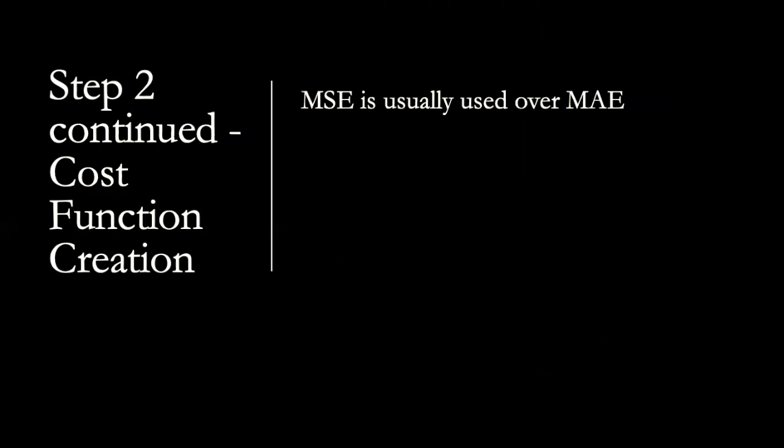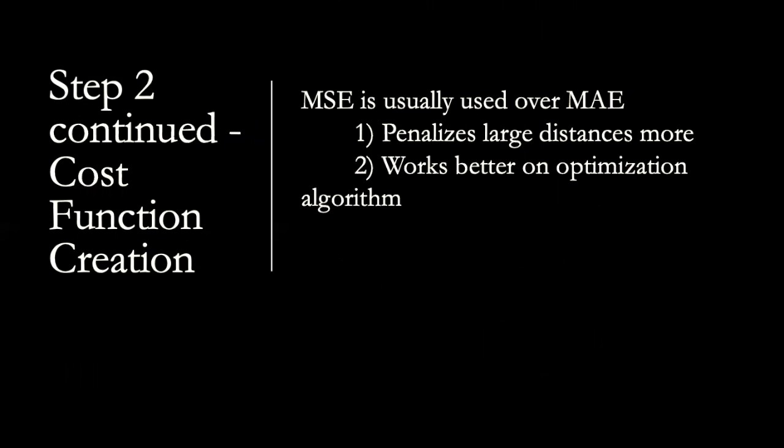And in practice, the mean square error cost function is usually used more than the mean absolute error cost function due to 2 reasons. Firstly, it penalizes values that have a very high distance from the predicted line more severely than the mean absolute error. Furthermore, gradient descent, which is an optimization algorithm that minimizes the cost function to find the most optimal values, works better with the mean square error cost function than the mean absolute error function.